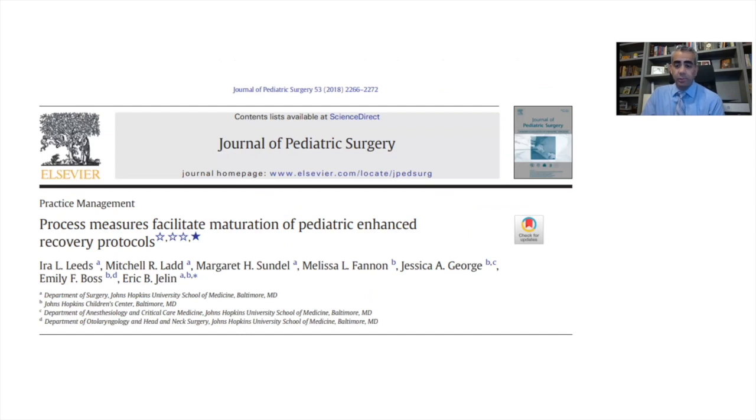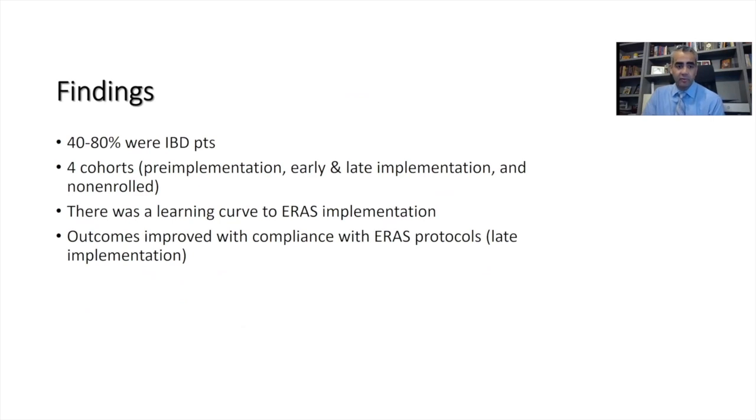There's one final paper I'd like to highlight. This is by Dr. Jellin and Dr. George and the team at Hopkins. They looked at how process measures facilitate the success of their enhanced recovery protocols. So they looked at adherence to the protocol. Once again, 40 to 80% of their patients were IBD patients.